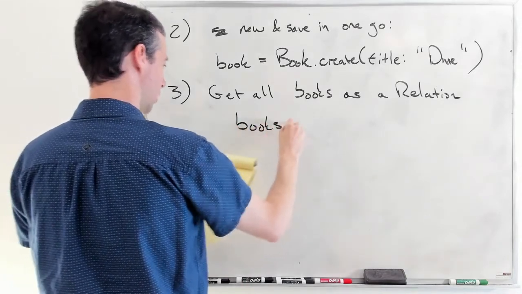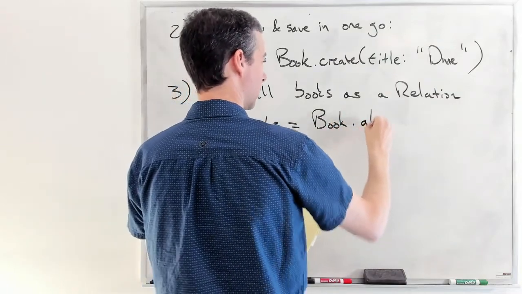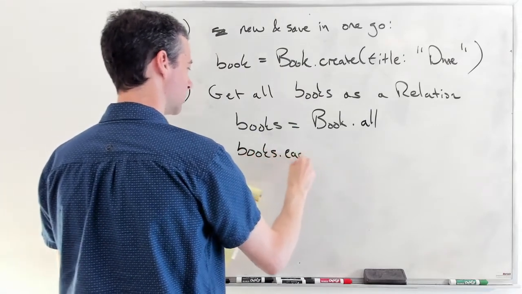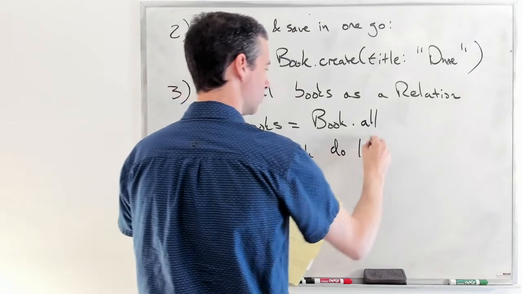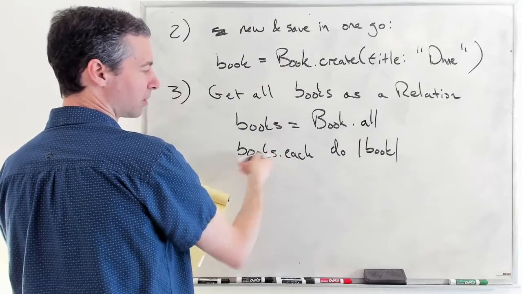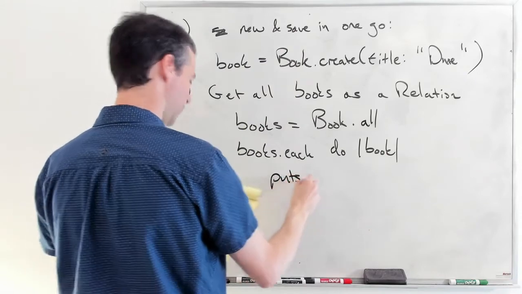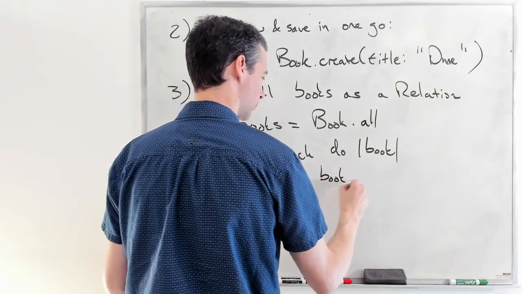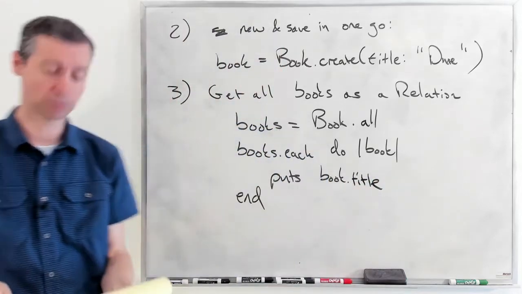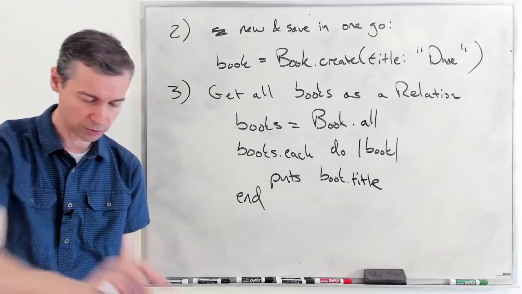So let's say I want to get all the books. I could call the class Book.all, and then I can use books.each do book. So for all of the rows in the relation that's been returned, I can go through, and let's say I just want to output the titles. I can do so. Pretty simple. There is a lot more, though, that we can do.